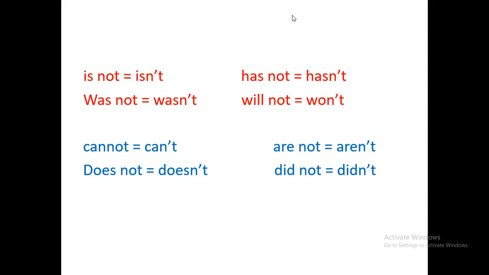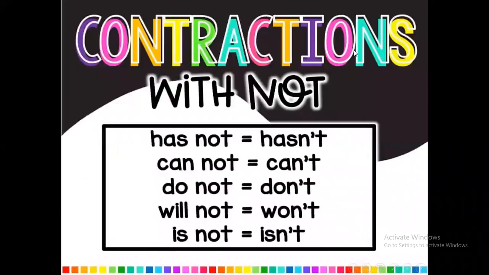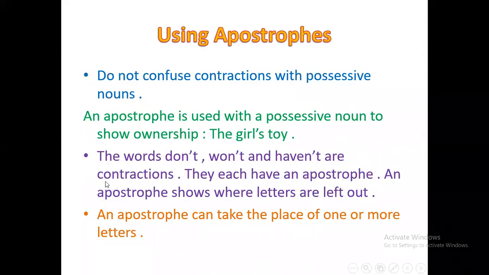For cannot, because we have double N, we have an N at the end of can and an N at the beginning of not, so we're going to remove the N. So has not, hasn't; cannot, can't; do not, don't; will not, won't; is not, isn't.